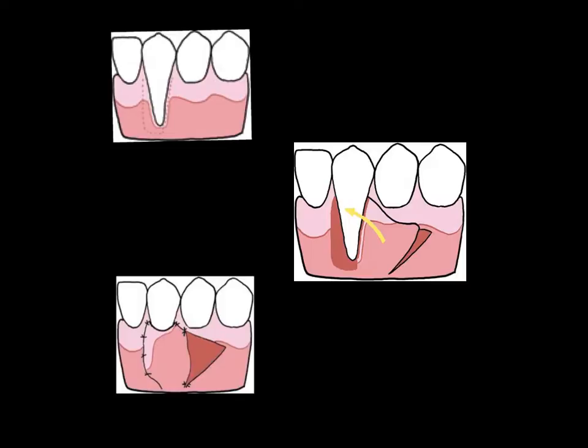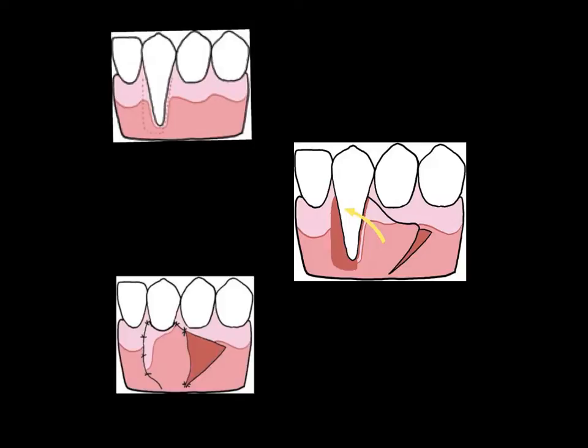Scientists concluded that the use of magnification and microsurgical instruments to handle the tissue resulted in improved vascularization of connective tissue graft and increased root coverage compared to macrosurgical technique, which is my opinion too.